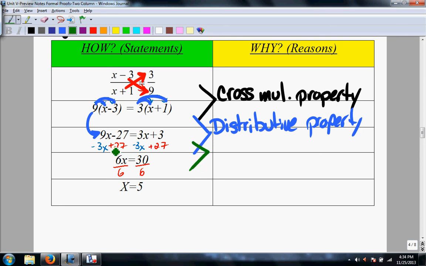Then from here to here, you see we added 27 to both sides. I subtracted 3x from both sides. So we both added and we subtracted both sides. So it's the addition and subtraction property at the same time. You must say property because property means you're doing it to both sides of the equation.